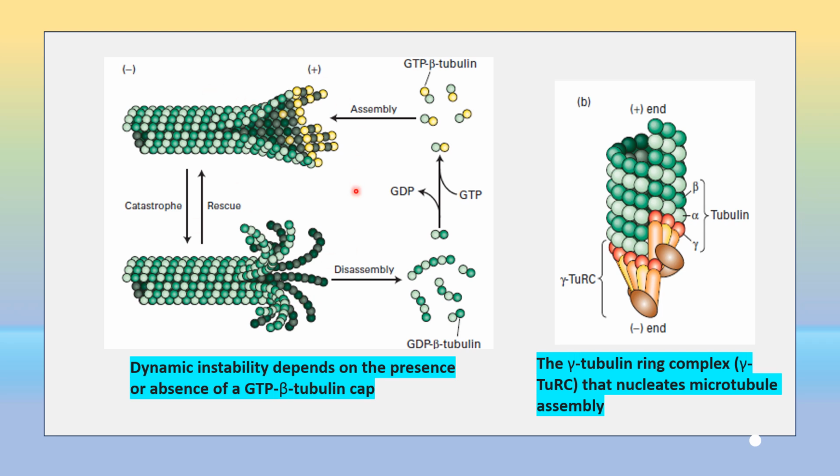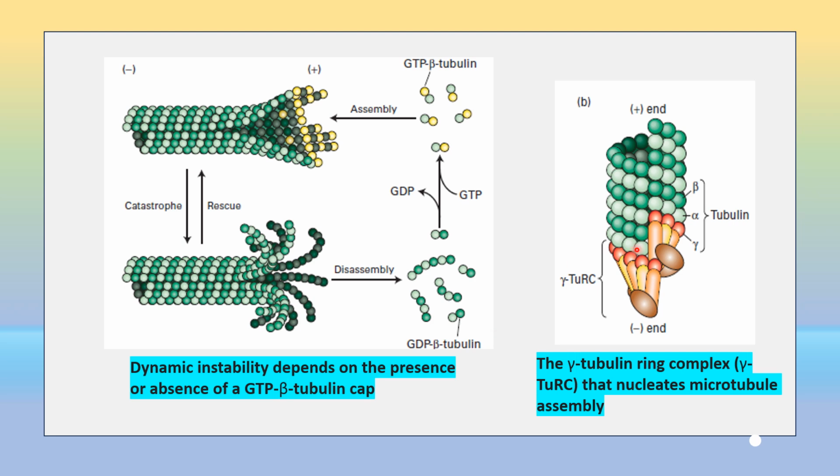So this is the dynamic instability, and it depends upon the presence or absence of the beta tubulin which is bound to GTP. So if it is in a state where it's bound to GTP, you will see the rescue take place. But if it's bound to GDP, you'll see the catastrophe taking place. Catastrophe means that the plus end is now falling apart, so there's depolymerization at the plus end. Okay, so you can see here, during the catastrophe the plus end is depolymerizing, and as this disassembly takes place, the GDP beta tubulins can be seen.